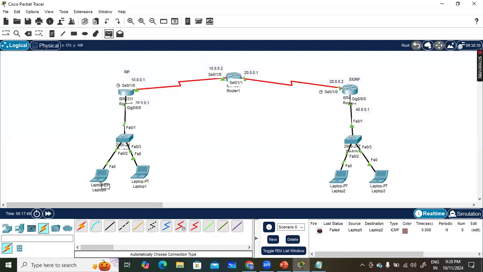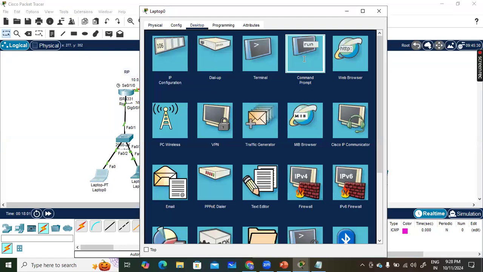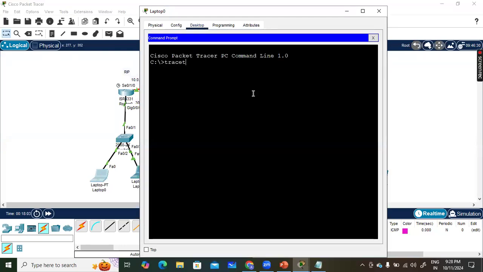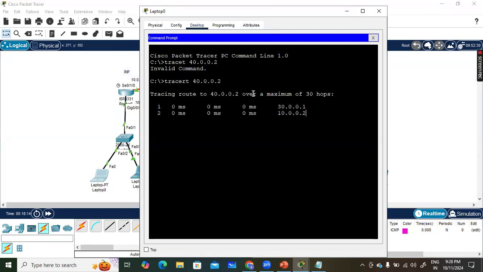Right? Now it's a success. If you want to see it like this through a packet flow, or you can use the trace command here as well. You can write traceroute 40.0.0.2 like this. That's how you can trace as well. Clear?